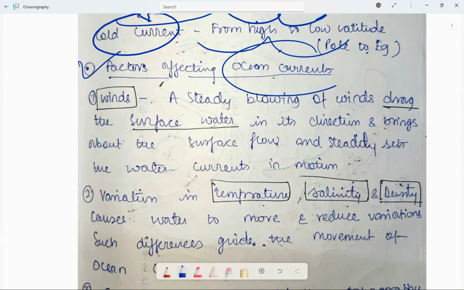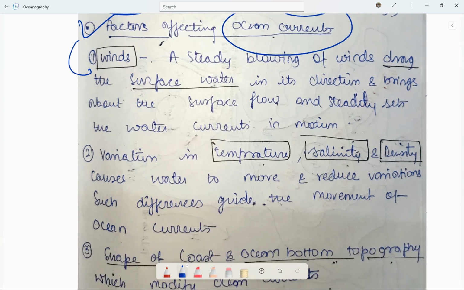क्या फैक्टर्स है जो इम्पैक्ट करते हैं ओशन के करेंट्स को? फर्स्ट इज विंड. Steady blowing winds, it will drag the surface water and it will lead in its direction and they'll bring about the surface flow and steadily they will set the water currents in motion.